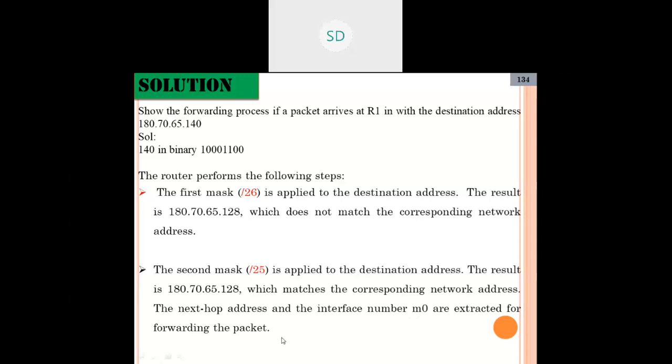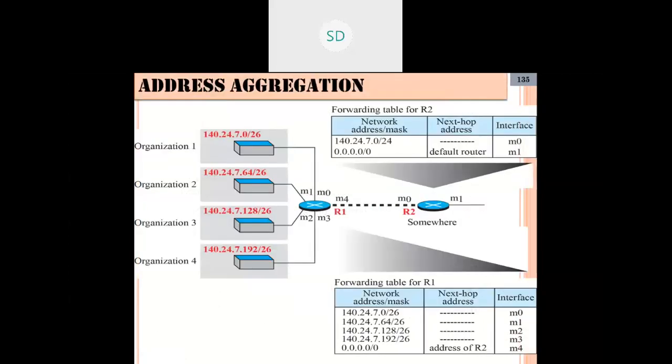So address by address, the mapping will take place. Wherever the match occurs, that particular interface will be selected, and then the packet will be routed out. Okay, so this is how the routing will take place. So the next concept is address aggregation. If you consider this configuration, just go through the configuration once.